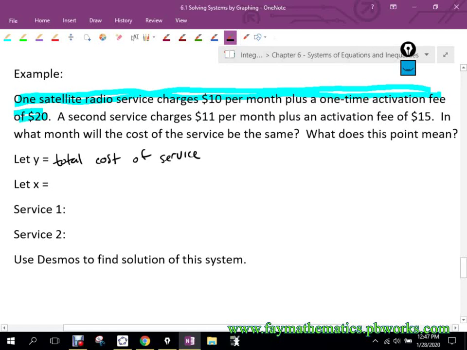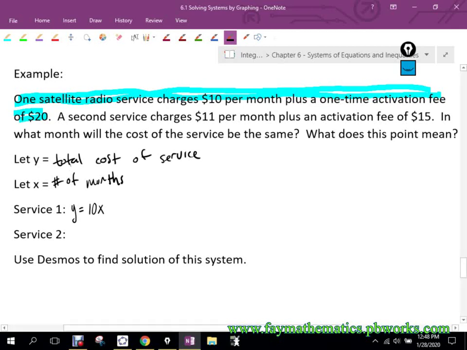Well, we're going to activate it one time. But what else is up other than the activation? Well, per month. Okay, so X is going to be the number of months. So when we write an equation here, it's going to be Y equals for service 1. Okay, what are you going to pay per month? 10 per month, right? So if I have no months, it's no dollars. 1 month is $10, 2 months 20, 3 months 30, right? Okay. But regardless of how many months I have, what does it cost to activate? $20.